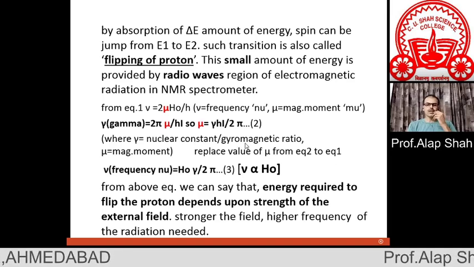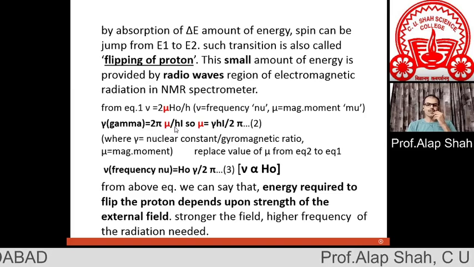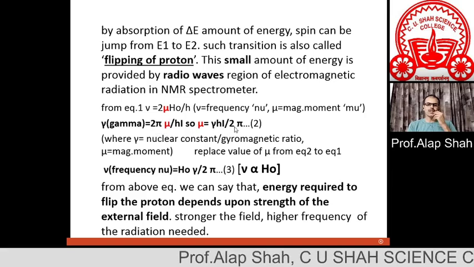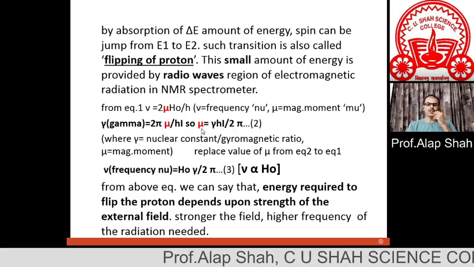It is also called the gyromagnetic ratio. That gamma equals 2 pi mu upon h I, where mu you know is the magnetic moment, h is the Planck constant, and I is the total nuclear spin. So from this equation we can get the value of mu. Mu equals gamma, and h and I from the denominator shift into the numerator, so gamma h I, and this 2 pi shifts into the denominator. So we are getting this value for mu.